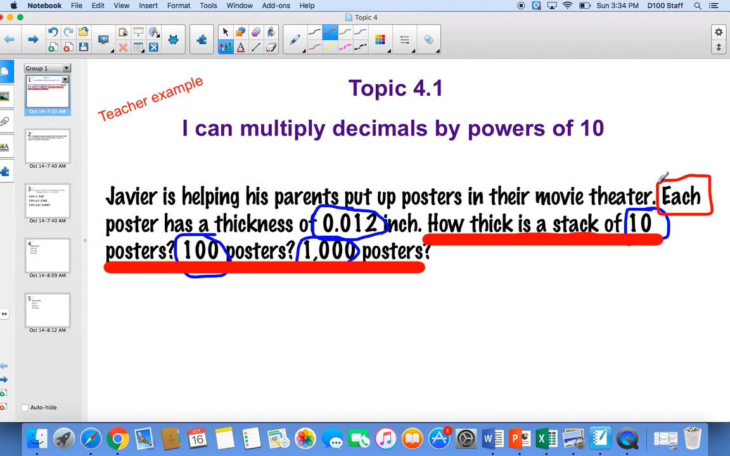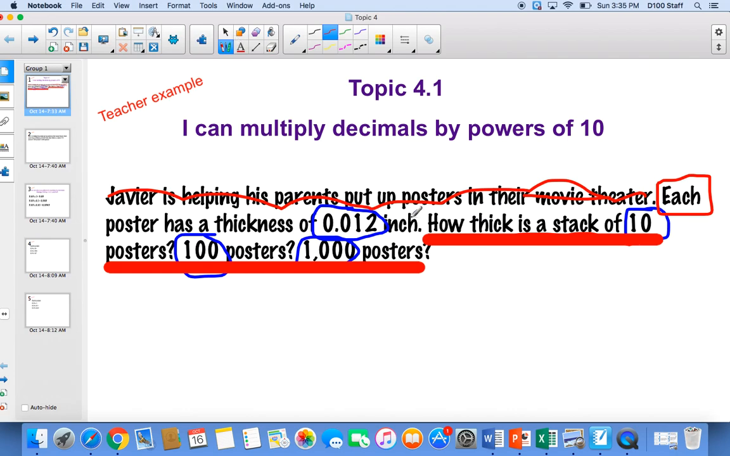All right. Next, we have to eliminate anything that we don't need. So it's nice to know that Javier has a movie theater in his parents' house, but we don't need to know that. So we're going to cross that off. We're going to eliminate it. And last but not least, we are going to solve.